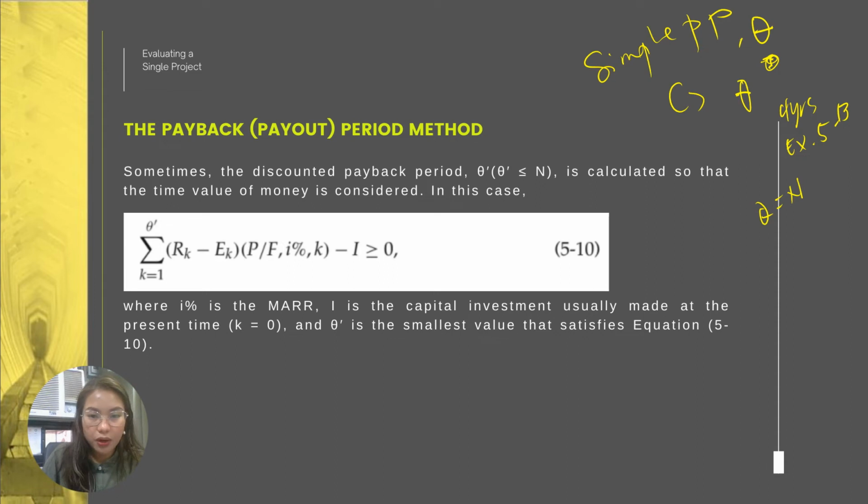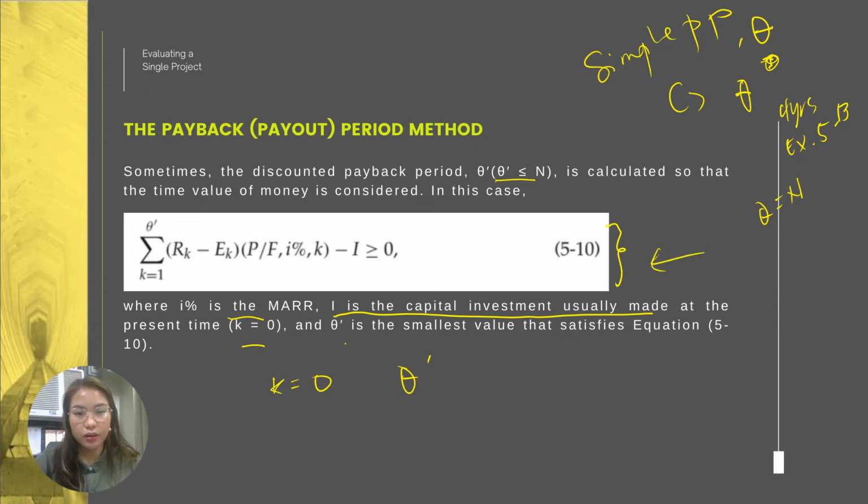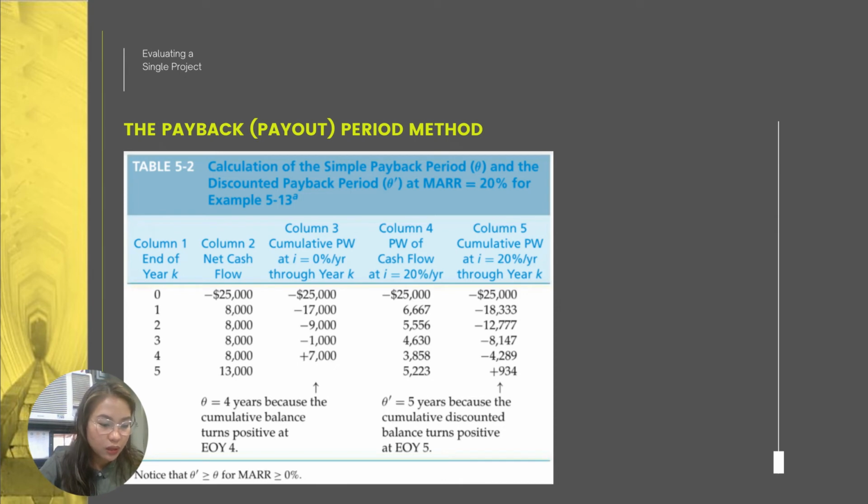Sometimes the discounted payback period is calculated. I mentioned this one in reference to this equation, where I percent is the MARR and capital I is the capital investment usually made at the present time, when k is equal to 0, and theta prime is the smallest value that satisfies this equation.